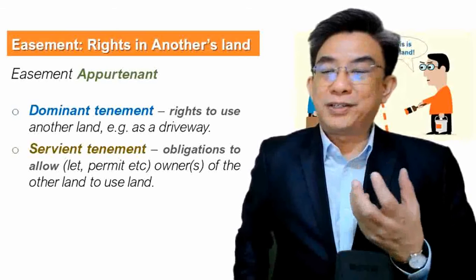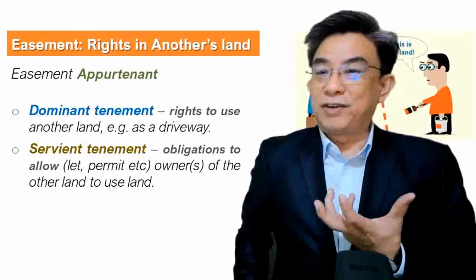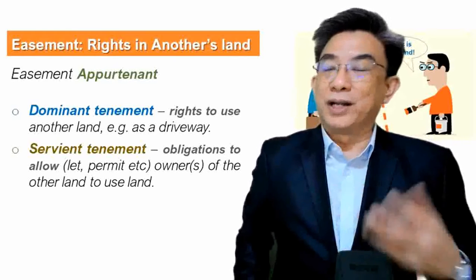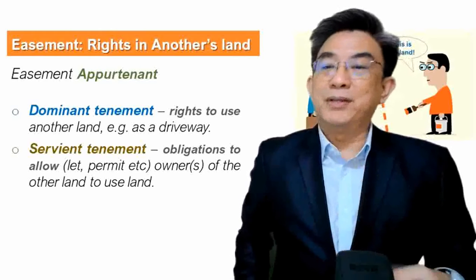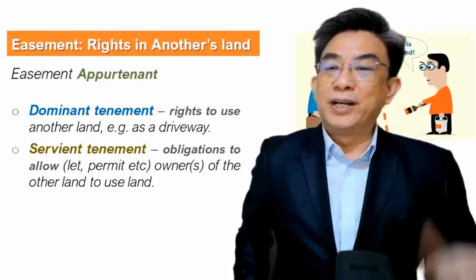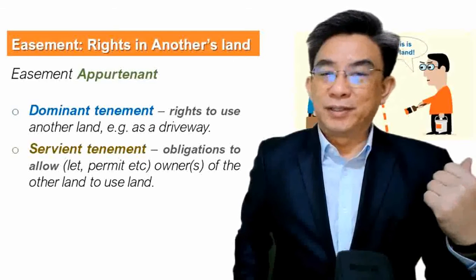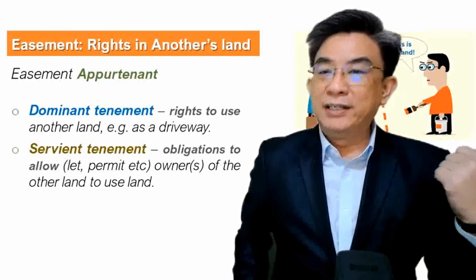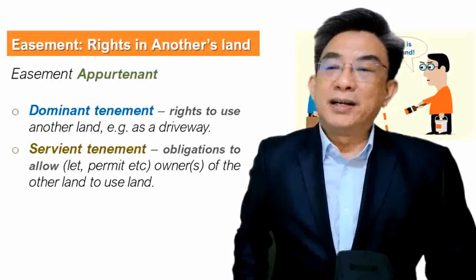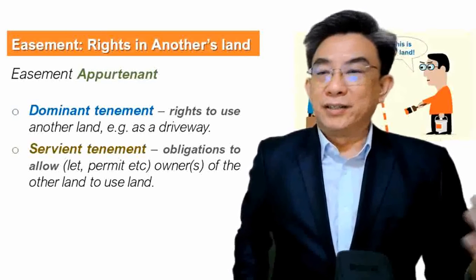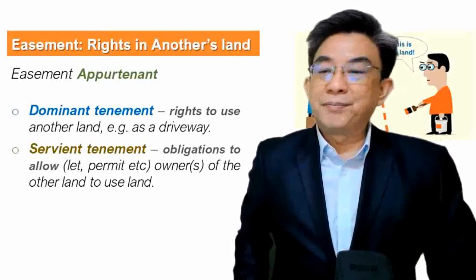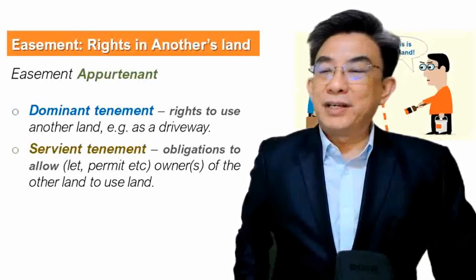Now, servient tenement means obligations, one of the obligations inside the body of rights. You have this obligation to allow, to let, or to permit the other side's owner, not just one owner, anybody living legitimately next door, to use your land. So that will be the servient tenement.